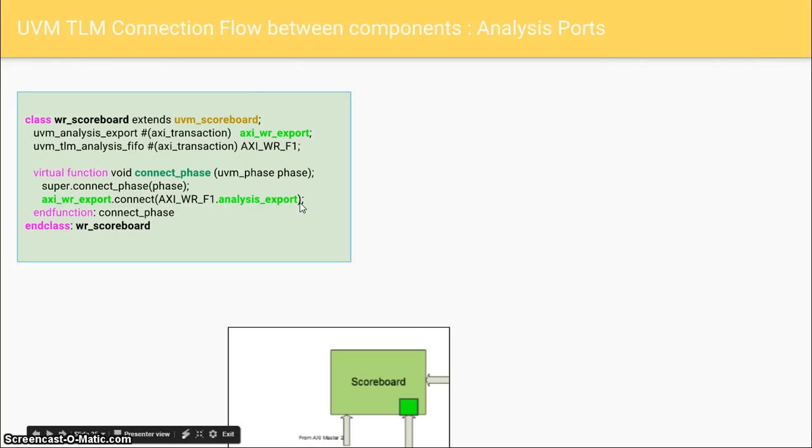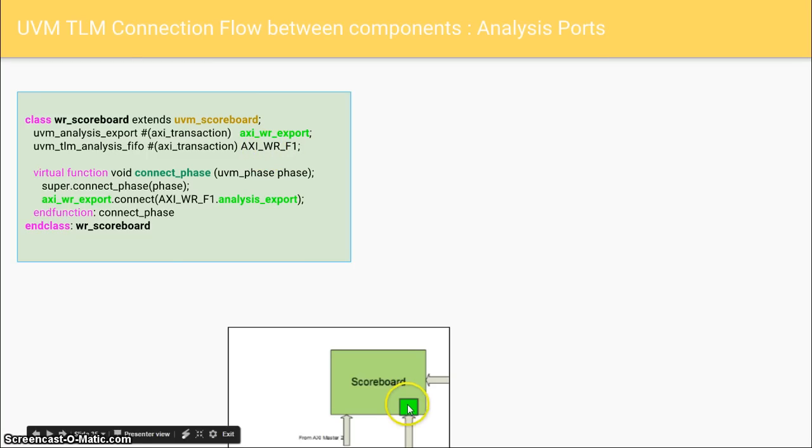So what you need to do is connect your own analysis export in the scoreboard to the analysis export implementation in the TLM analysis FIFO. Again, you have to make this connection in the connect phase function within the scoreboard. If you see this picture, this is the analysis export, which is AXIWR export, and finally in the connect phase function of the UVM scoreboard you have to connect this analysis export to a final implementation, and here that is achieved by using a TLM analysis FIFO AXIWR.